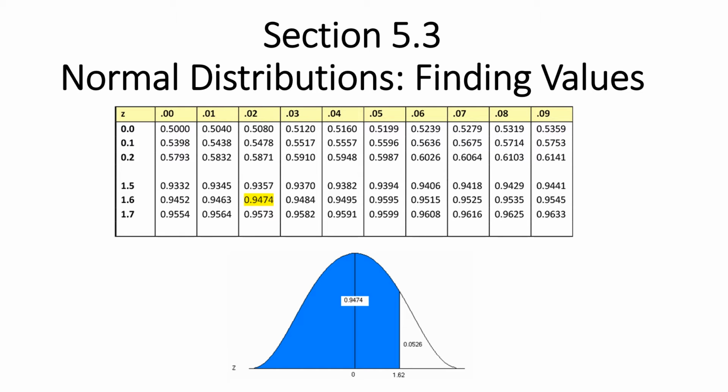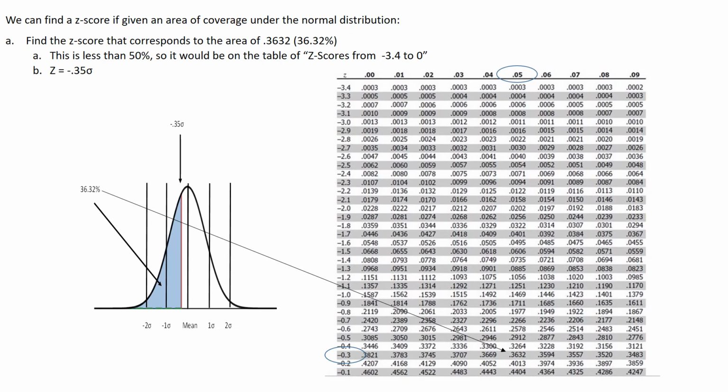Section 5.3, Normal Distributions, Finding Values. In Section 5.2, we found a specific z-score, which is really a specific deviation from the mean. And if we knew a specific z-score, we could determine the space under the curve for that.